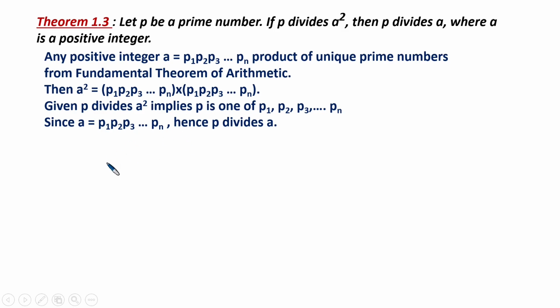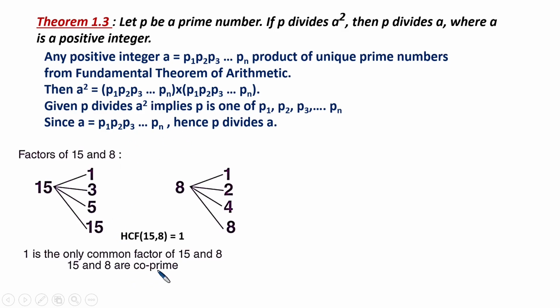Just try to understand. Now let us understand some more about co-primes. Suppose you have 15. What are the factors of 15? 1, 3, 5 and 15. And what are the factors of 8? 2 will go in 8, 4 will go in 8. Here 3 will go in 15, 3 fives are 15, 5 threes are 15, then 15 will go in 15 one time. So the HCF of 15 and 8 is 1, because only this is common. And 1 is the only common factor of 15 and 8.